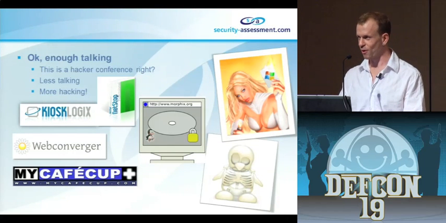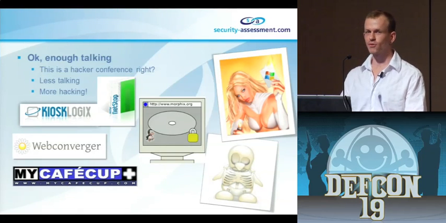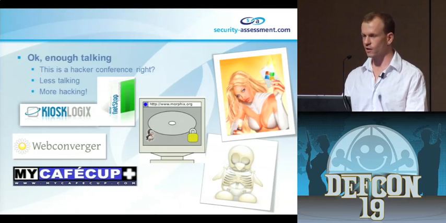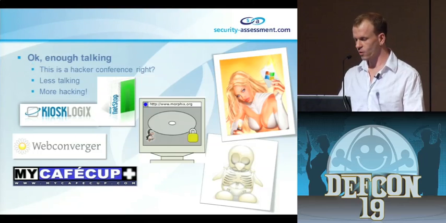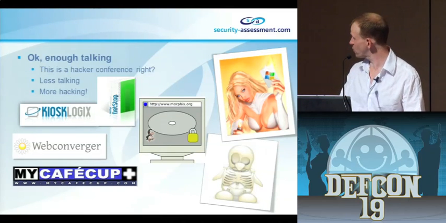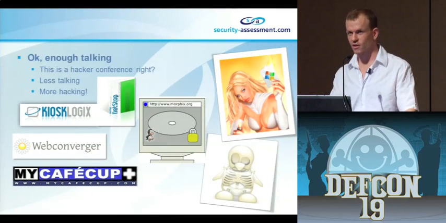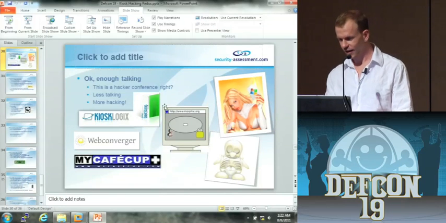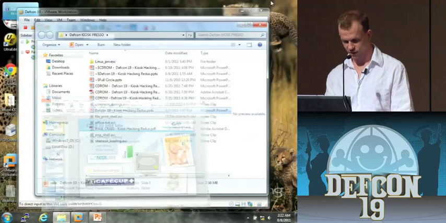Not that I promote kiosk hacking. Web Converger, which is a Linux-based open source kiosk, just so I can show you guys that Linux products are not more secure than Windows, and that you can still hack Linux. We're going to hack MyCafe Cup, which is one of the most popular in Europe. If you guys ever visit European internet cafes. And then finally, we're going to hack Morphix, which is another open source Linux kiosk. And of course, we're going to do this all live, unrehearsed. There's no videos. We're just going to hack some stuff.